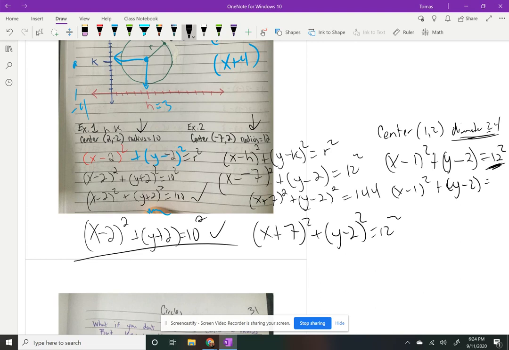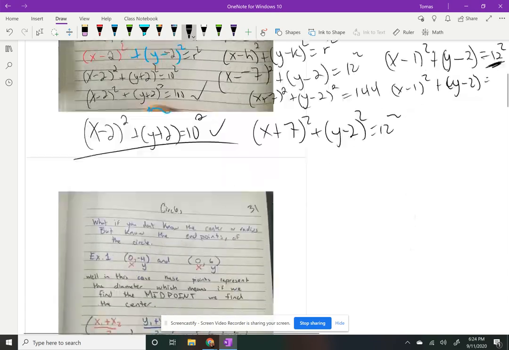But this is big, guys, right here. Make sure you're looking at whether they give you the radius or the diameter, because that's gonna throw off a big chunk of your answer. You know what I mean? So be careful with that.